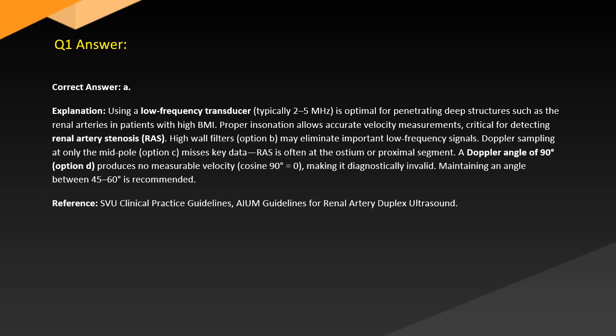High wall filters, option B, may eliminate important low-frequency signals. Doppler sampling at only the midpole, option C, misses data. RAS is often at the ostium or proximal segment. A Doppler angle of 90 degrees, option D, produces no measurable velocity. Cosine of 90 degrees is 0, making it diagnostically invalid. Maintaining an angle between 45 and 60 degrees is recommended. Reference: SVU Clinical Practice Guidelines, AIUM Guidelines for Renal Artery Duplex Ultrasound.